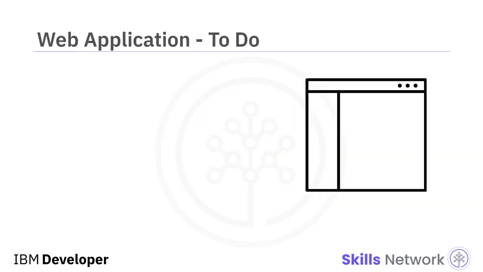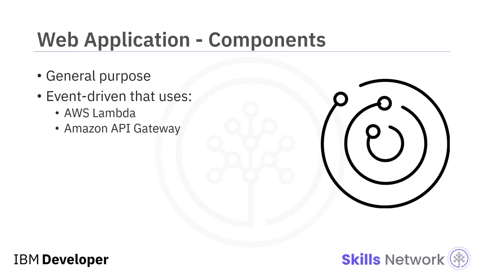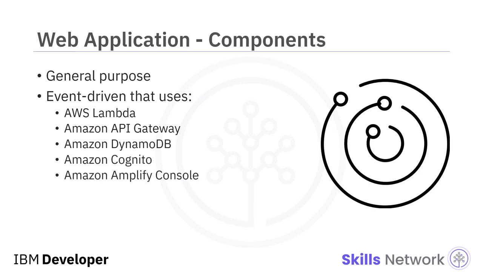Let's look at a web application that implements a simple to-do app in which a registered user can create, read, update, and delete items. The Web Application Reference Architecture is a general-purpose, event-driven backend that uses AWS Lambda, Amazon API Gateway, for its business logic. It also uses Amazon DynamoDB as its database and Amazon Cognito for user management. All static content in the application is hosted using AWS Amplify Console.